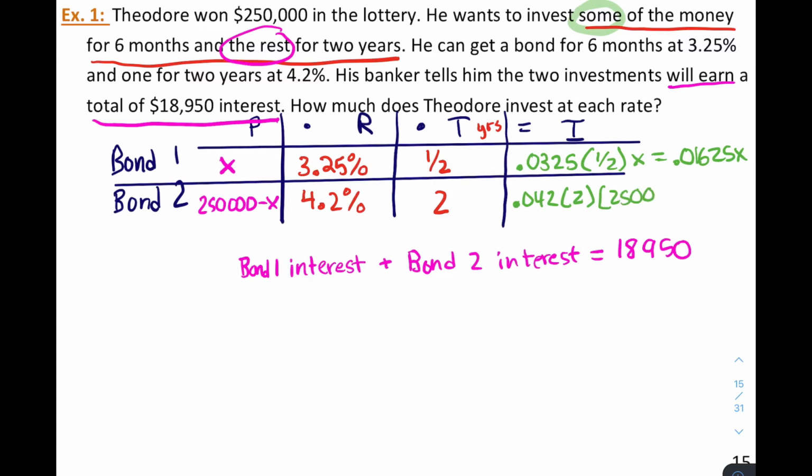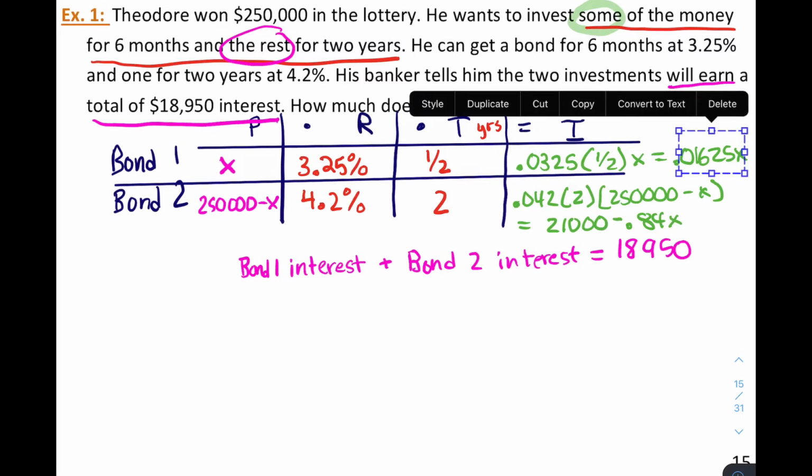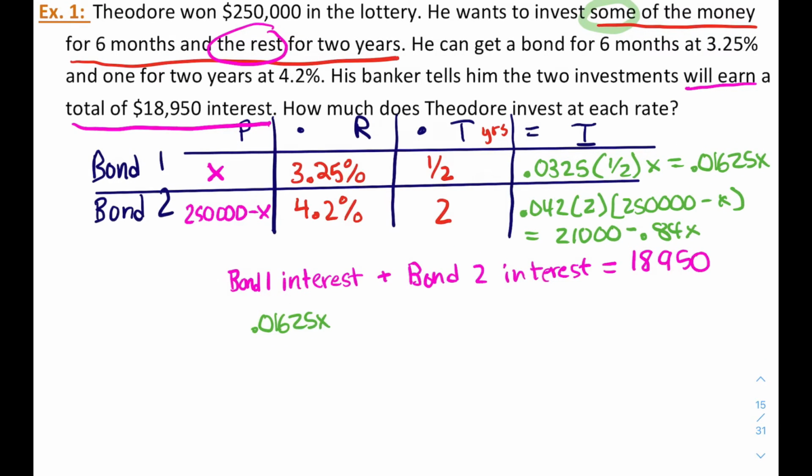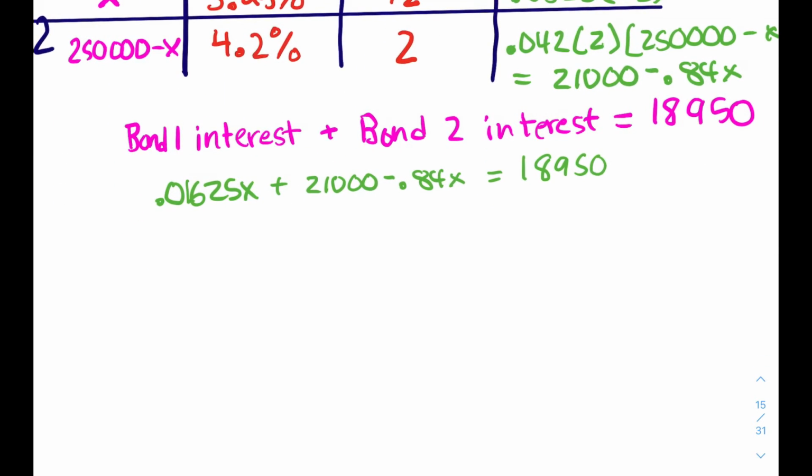Be really super careful with all of your decimal places and making sure you don't write anything down wrong. That's usually what I screw up when I do these, so be extra careful. Once I've got those two expressions for my interest amounts for bond 1 and bond 2, I know that they should add up to get me my total interest. So I'm going to write my equation that says that, and then I will solve it for X.